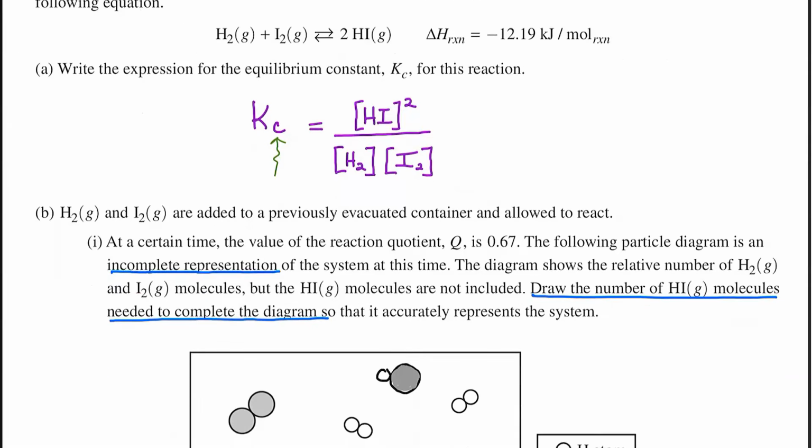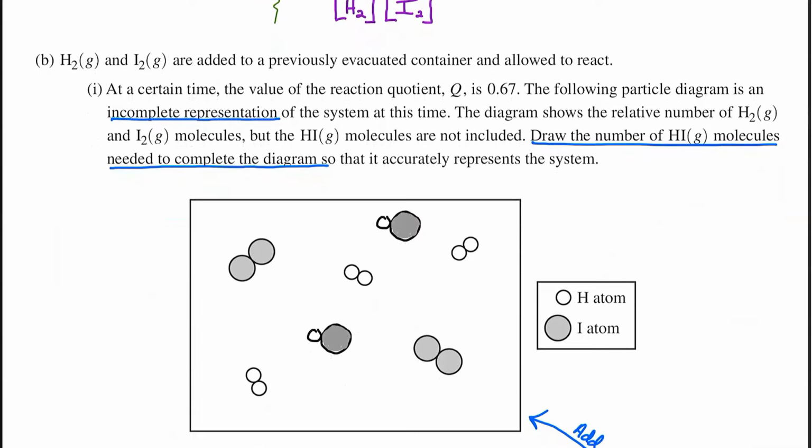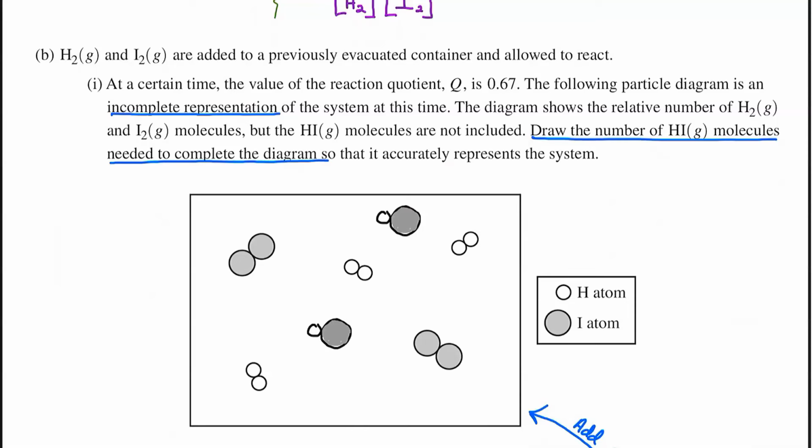Now here comes B. This part I do like. So they gave you a Q of the reaction to be 0.67. Of course, Q is a snapshot in time when you're not at equilibrium. And the diagram was incomplete, and they wanted you to draw in what's missing in terms of the HI molecules.